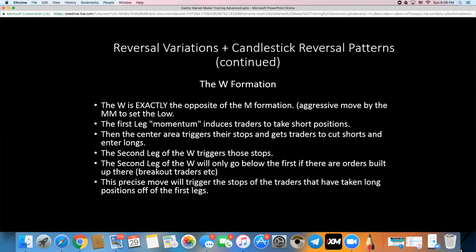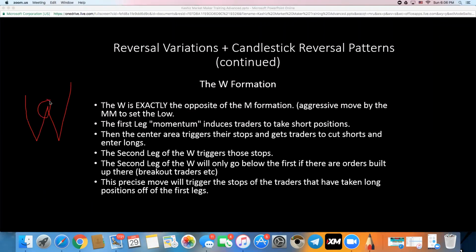The first leg, momentum, induces traders to take short positions, AKA sell positions. Then the center area triggers stops and gets traders to cut shorts and enter longs. Same thing as I just said for the M. They buy here, they get stopped out here. The second leg of the W triggers these stops. They got stopped out right here. The second leg of the W will only go below the first if there are orders built up there. Same thing with the M.